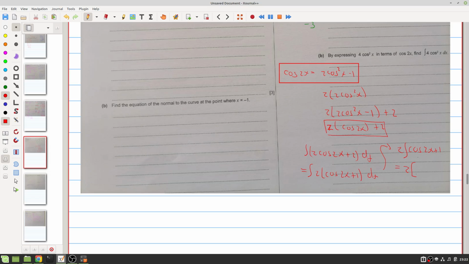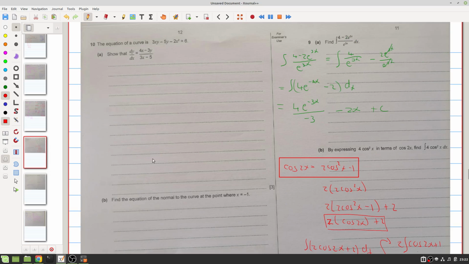So that's then equal to 2, and then we integrate. So cos 2x, if we integrate that, becomes sine 2x. But then we need to remember to also divide by the derivative of the inside part. So the derivative of 2x is 2. Plus, and then if we integrate 1, we get 1x. Alright, so if we multiply this 2 in, the 2 and 2 cancel out, so we've got sine 2x plus, and then 2 times x is 2x. So sine 2x plus 2x, and then plus c. Remember to add your plus c.